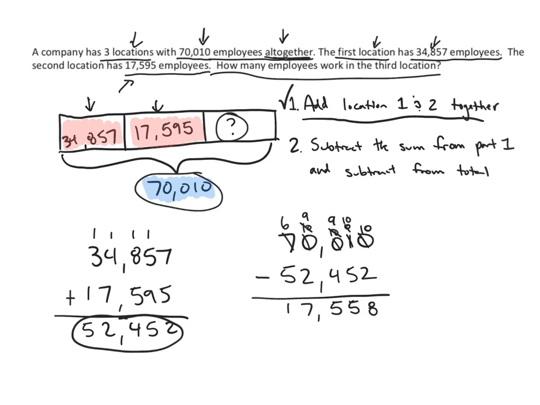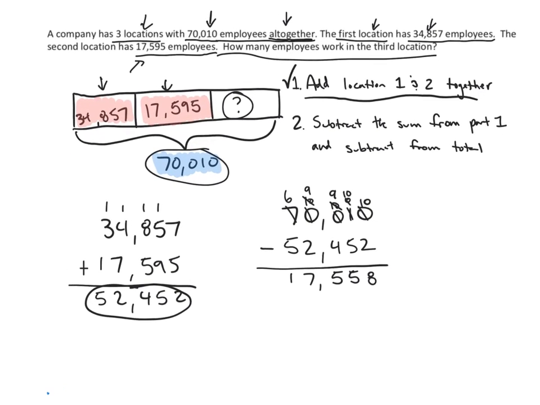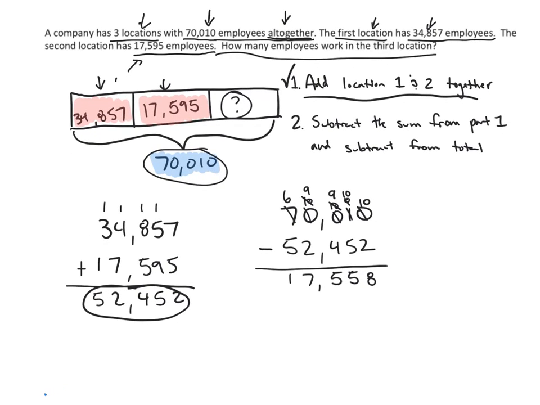All right, so I get my answer of 17,558. So now that I've found my answer, I'm going to check the reasonableness of my answer by rounding each of the numbers in my tape diagram here and seeing if my answer is reasonable. So I'm going to round the 3 locations, and it should be close to this 70,000.